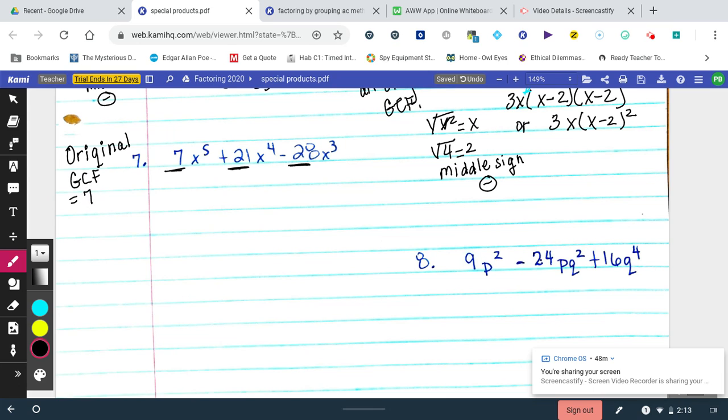Equals 7. 7's part of it. What else is part of it? Because they each contain an x. Which one of those has the smallest exponent? That would be x cubed. So what do you always do with a GCF? Well, you always divide. So I'm going to divide each term by 7x cubed.